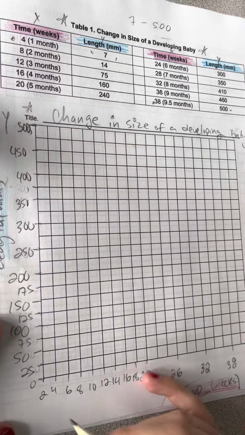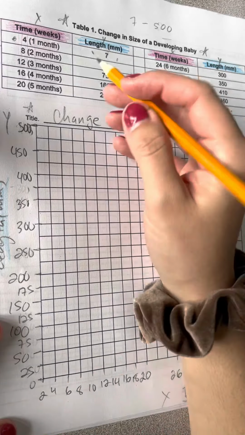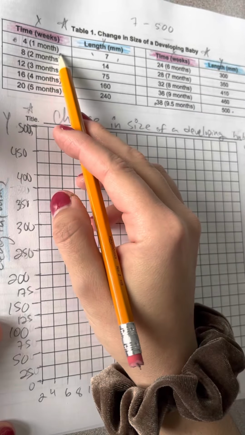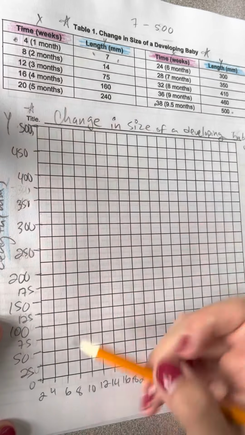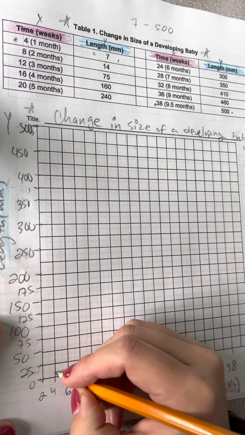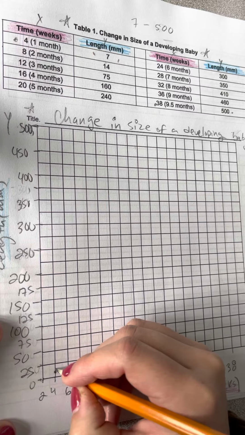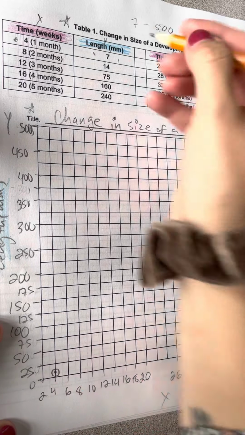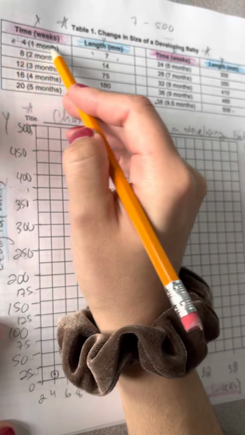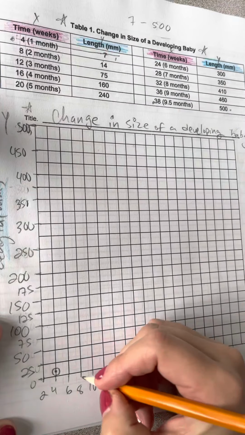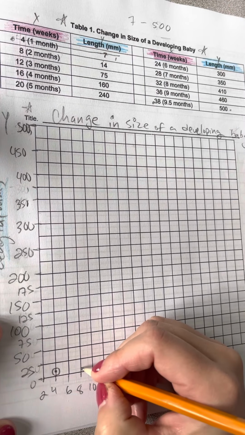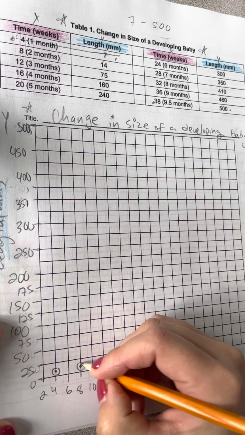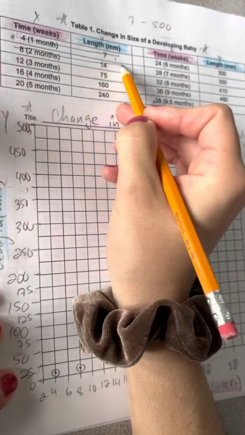Okay, so I'm gonna go and point my first point of data. So that's going to be 4 and 7. So 4 is right here and 7 is going to be very close to the 0. And I'm gonna circle it right there. Once I finish plotting it, I'm gonna cross it out. I'm gonna go to my next one, 8 and 14. So it's still gonna be very close to the bottom. Once I plot it, I cross it out.